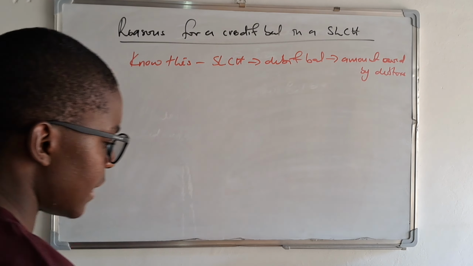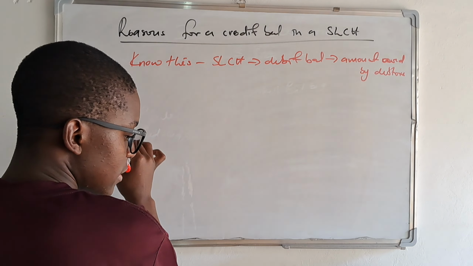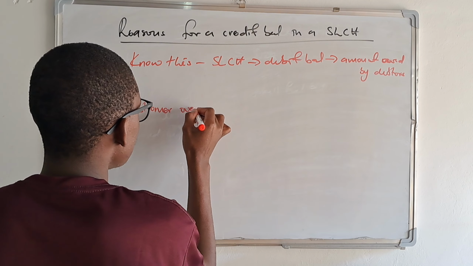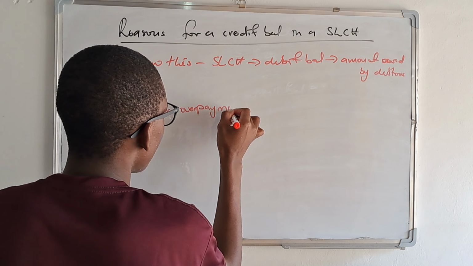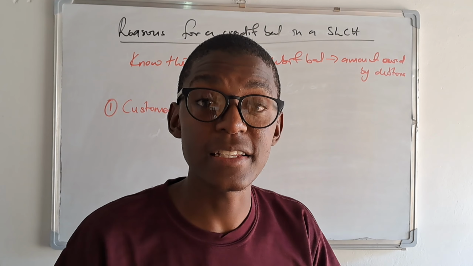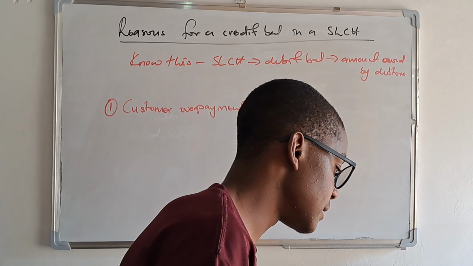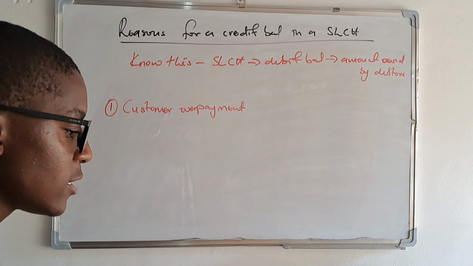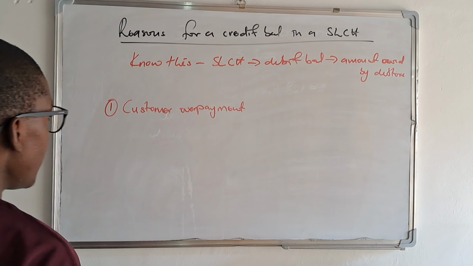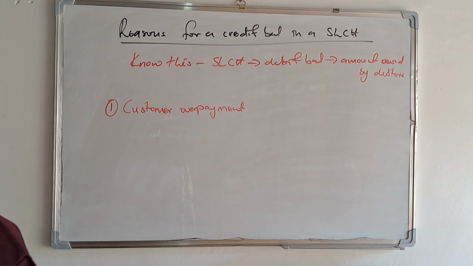The first reason, reason number one, is customer overpayment. Suppose a customer could have overpaid his account. Mr. Hammer has overpaid his account. And this overpayment cannot be set off against other customers' outstanding balances. So it means that this overpayment will actually lead to the credit balance in the sales ledger account.